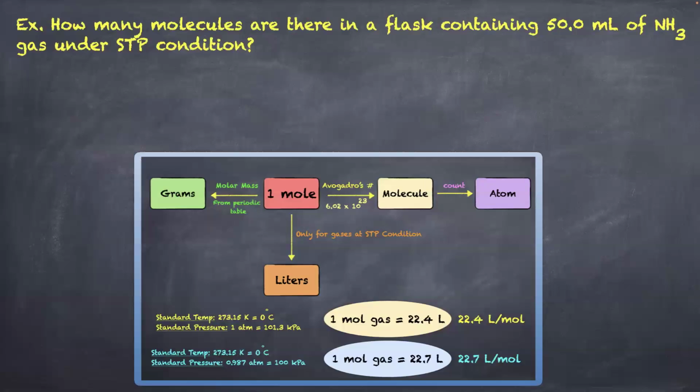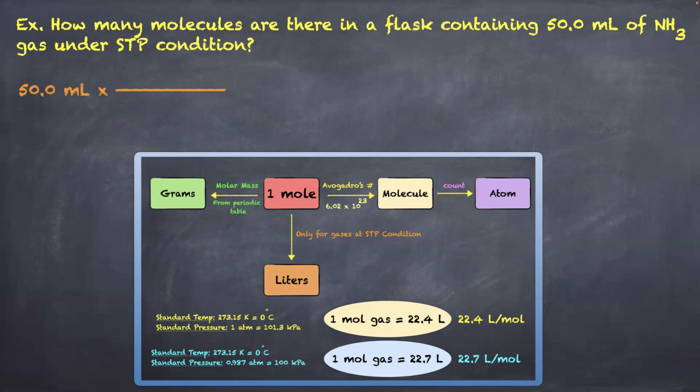So the first question says, how many molecules are there in a flask containing 50 milliliters of NH3 gas under STP conditions? So the volume of the gas is given to us. However, it's not in liters, it's in milliliters. So the first step for us is to convert milliliters to liters. Then that means we're in the orange box right now. Then we have to make it to the moles, which is the red one. Then we have to go to the molecules on the right, which is the cream one. So basically there's a few steps we have to go over here. So let's start right now.